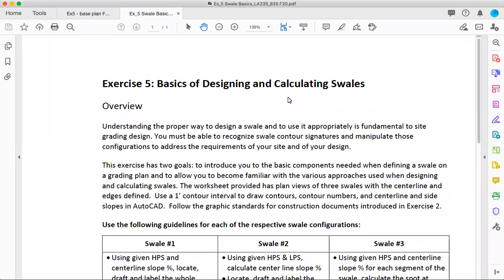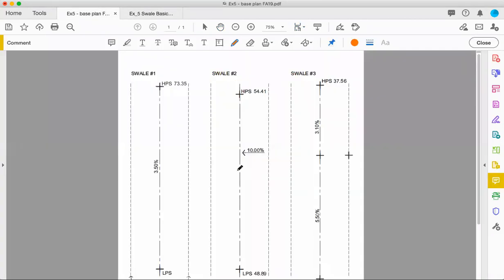Hello, students. This is the introduction to exercise 5, basics of designing and calculating swells. For this exercise, you will be given a base map in CAD with 3 swells in plan view. For each swell, you will have a set of variables provided for you, and you are to calculate the missing ones.